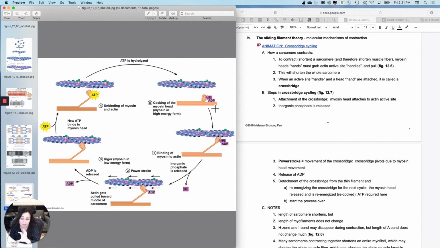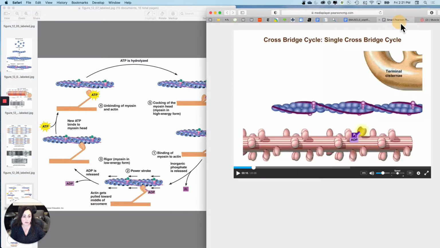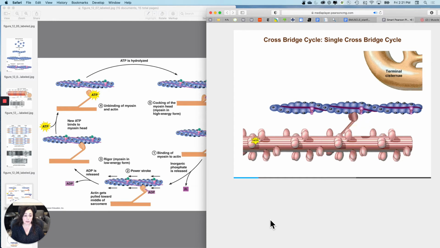Now, what I'm going to have to add in just a second is where the ATP is used. But first, let's give you a visual of the actual crossbridge cycle, and then we'll add in the ATP and watch it again. I'll teach you about the calcium in just a second. Crossbridge formation, power stroke, release, reposition.